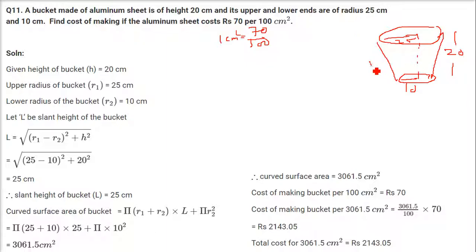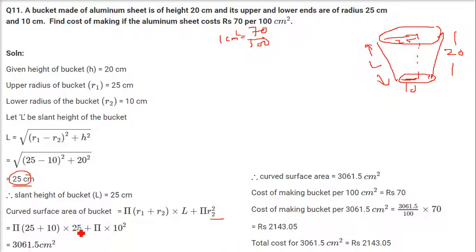Now we have to find out the L, that is the slant height. So this slant height will be the square root of R1 minus R2 whole square plus H square, that is 25 minus 10 whole square, plus H square, that is 20 square. So this will be 25. And then we know the curved surface area of the bucket, pi into R1 plus R2 into L, we just found out, and pi R2 square, that is the bottom one, pi 10 square.